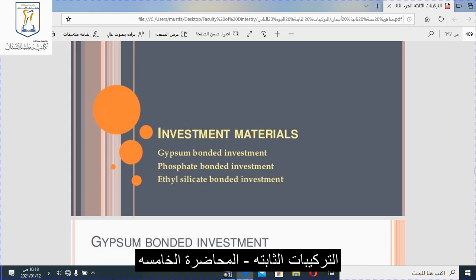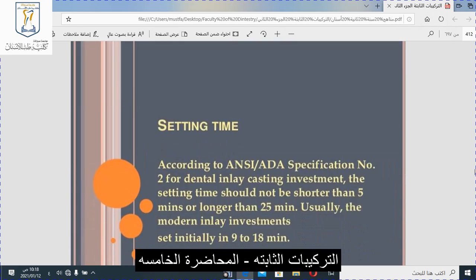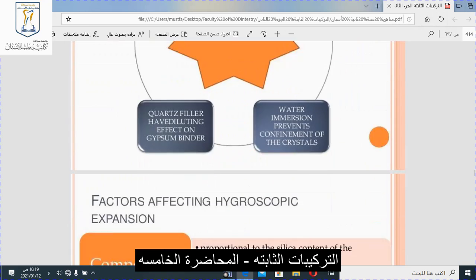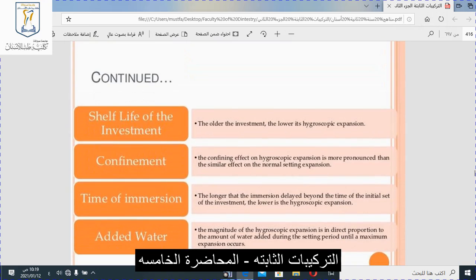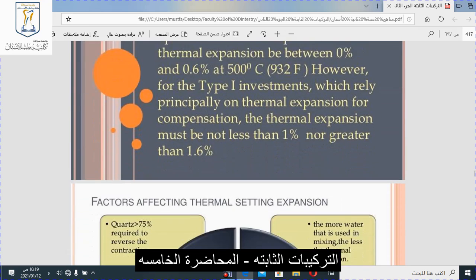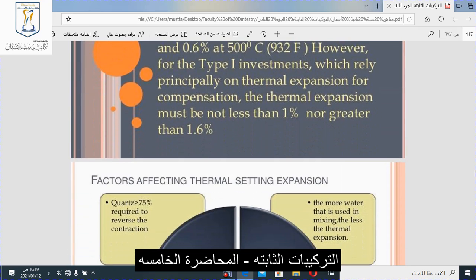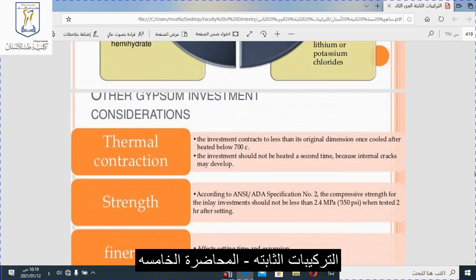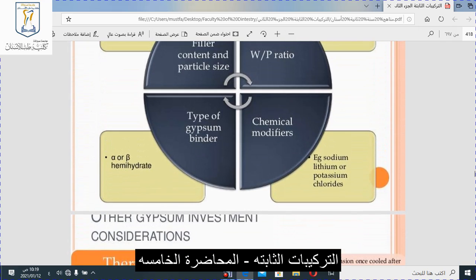Okay. The other form of investment material, as we know, is the phosphate bonded investment. In phosphate bonded investment, the setting reaction is an exothermic reaction.